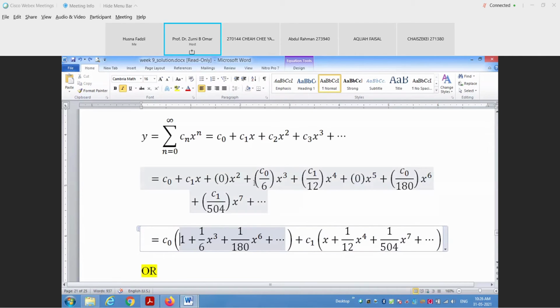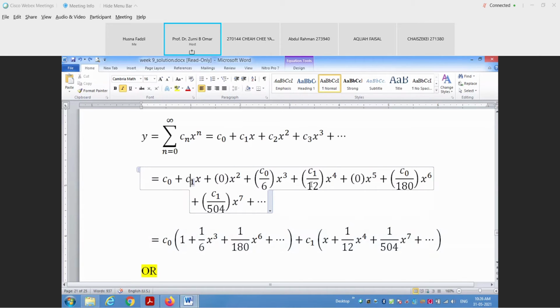Okay, to get C0 over 6 here, you replace C0 with 1 over 6 times x cubed. Okay, for this C0 over 180 x power of 6, you replace this with 1 over 180 times C0 x power of 6 and so on, because it will go forever. And then the other terms involving C1. So this involves C1. You take out C1. To get C1x, you multiply C1 with x.